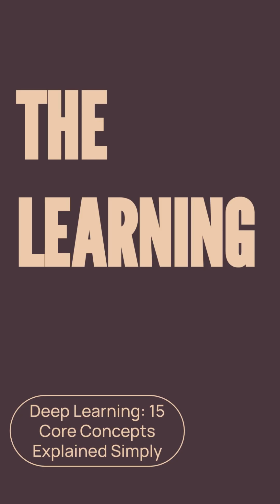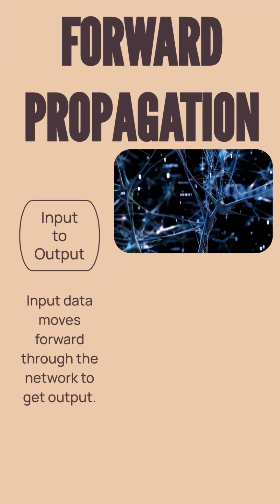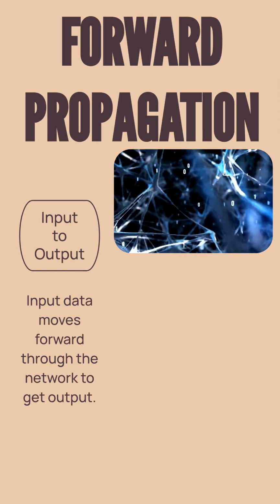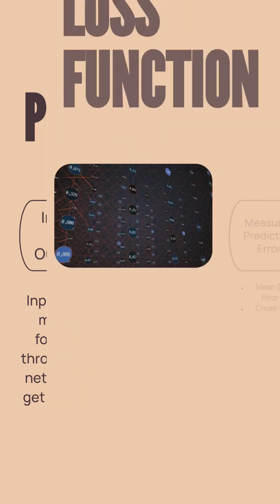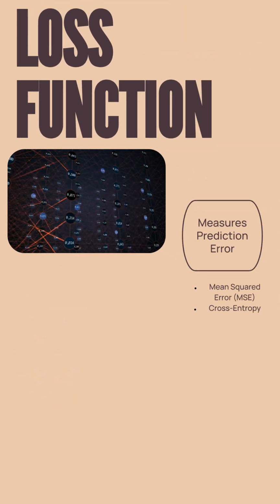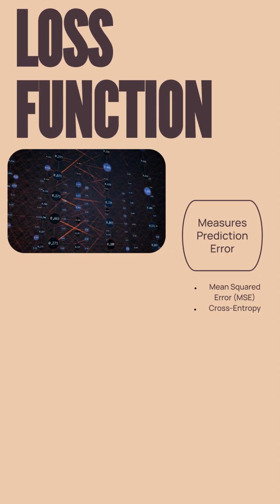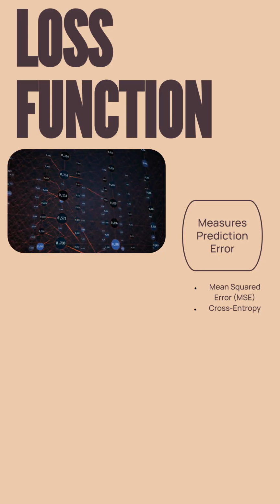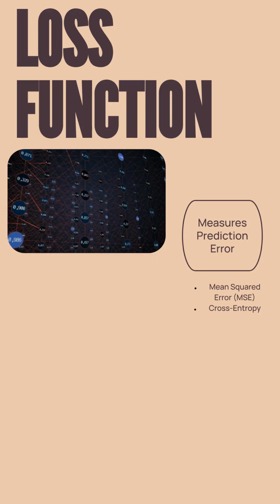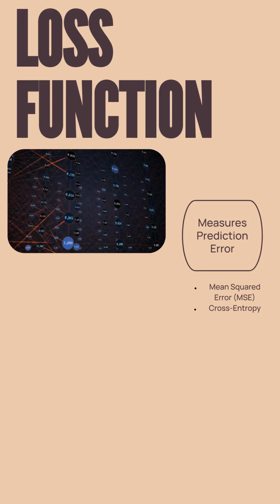Now that we know the basic structure, let's explore how a deep learning model actually learns and makes improvements. Forward propagation is the initial step where input data travels straight through the network layers to produce an output or prediction. The loss function measures exactly how wrong the prediction is compared to the actual result. Common examples are mean squared error and cross entropy. For example, if the prediction is 90 and the actual value is 100, the loss is 10.